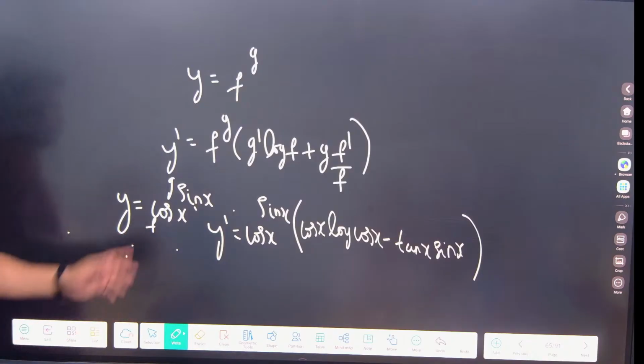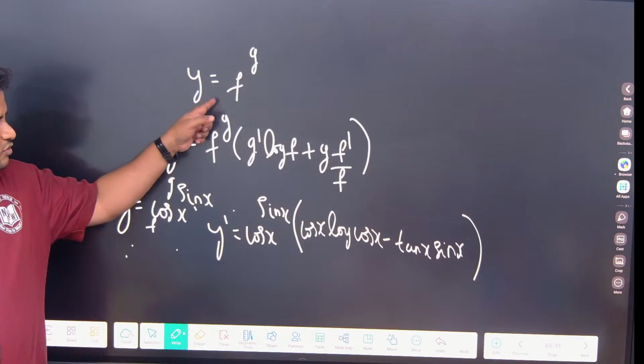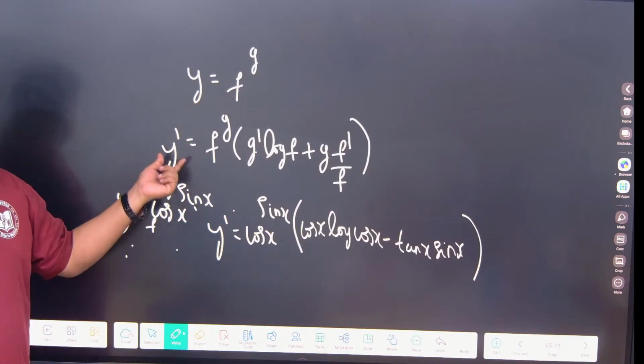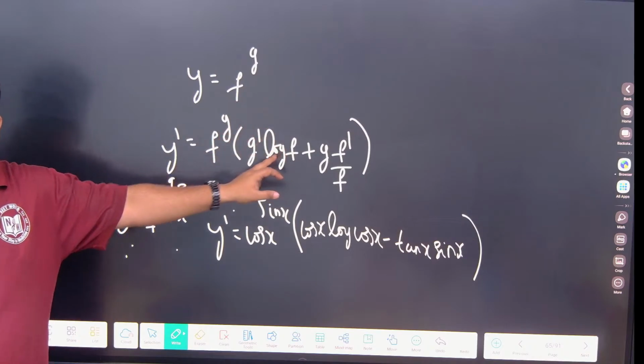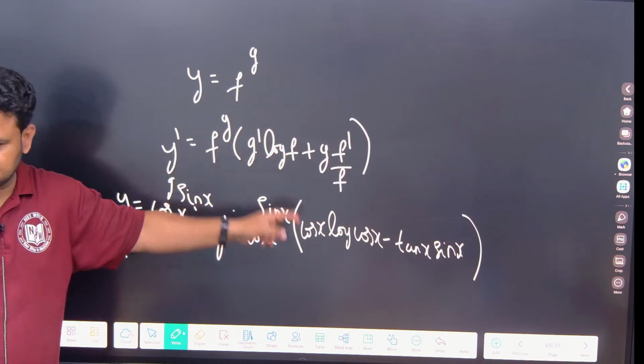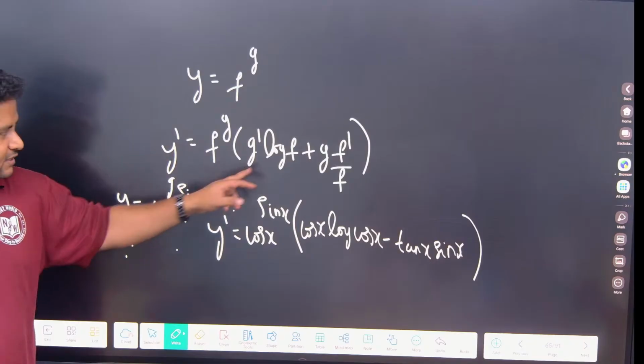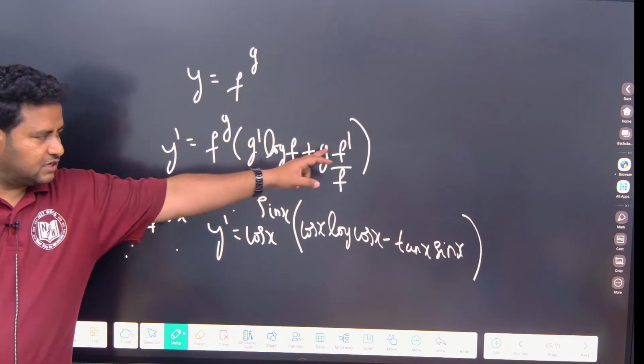Okay. So what I am telling is, if it is given y is equal to f power g, then y dash will be f power g only, and within the bracket you write g dash times log f plus g times f dash by f, that's all. So it is log f plus f dash by f.